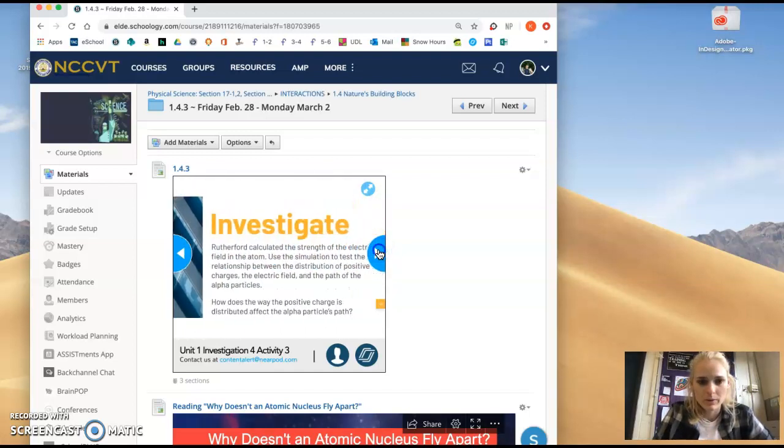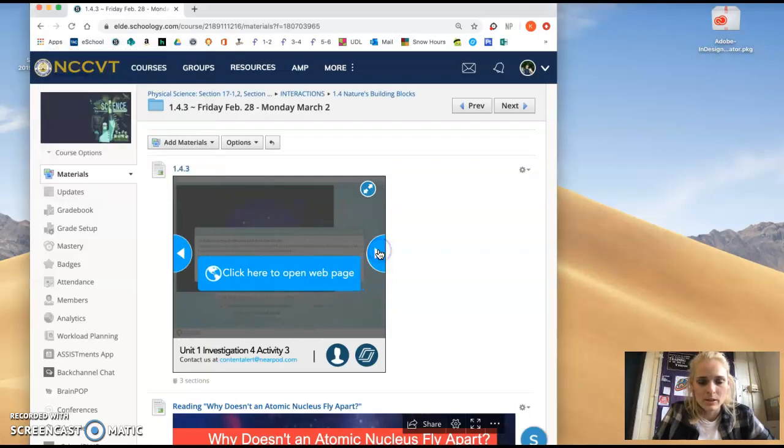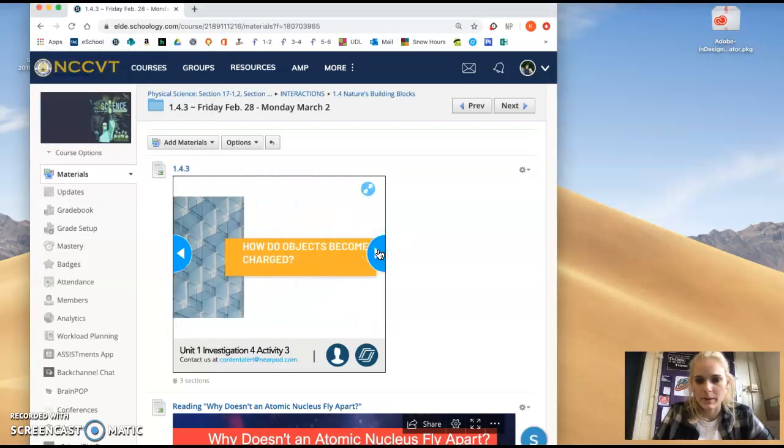Let's just skip ahead here. Yeah, we did the lab, the simulation. Okay, so how do objects become charged? On the worksheet on Friday, every class stopped in a slightly different location. I tried to get through as much as I could with everybody, but I think most people got to the nuclear model part, the part at the bottom that says nuclear model.